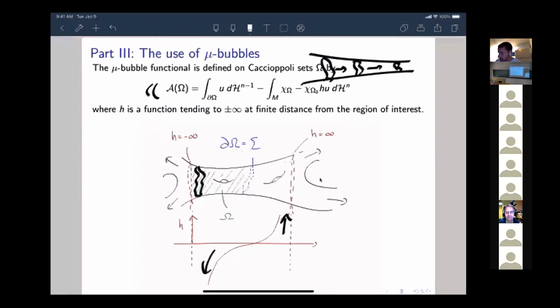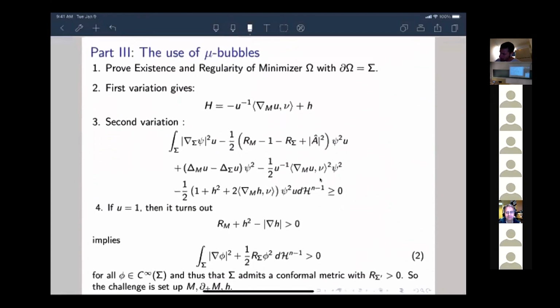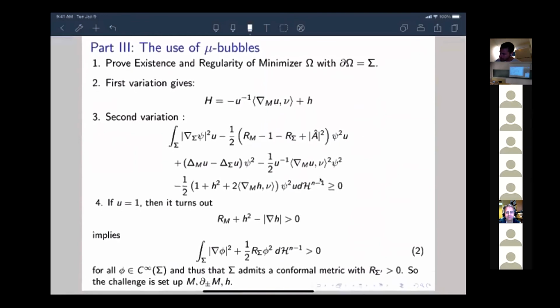So it seems like such a simple thing to do, and it seems like that shouldn't be allowed to work. Magically, choosing h well enough leads to a stability inequality that's powerful enough to prove theorems. And I think that's the main point to take away, I guess.